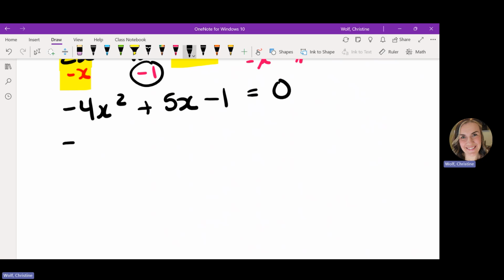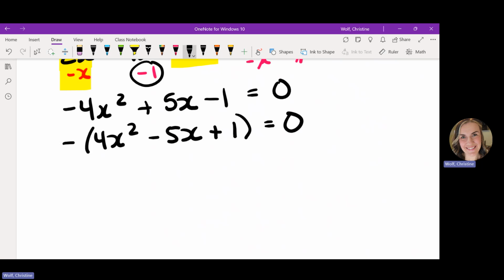First thing I'm going to do is check if there's a GCF, a greatest common factor. There isn't, but I don't like a negative leading term. So I'm going to take at least that out. And now I have a trinomial. It's going to be a hard one because I have that 4 in front. So I have to do guess and check. And I pray that I can factor it. Because who remembers, if you cannot factor a trinomial, what's your next option? The quadratic formula. So let's pray. Let's go for it. Okay.